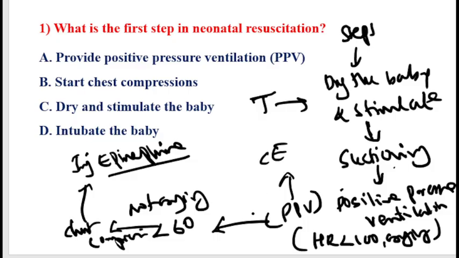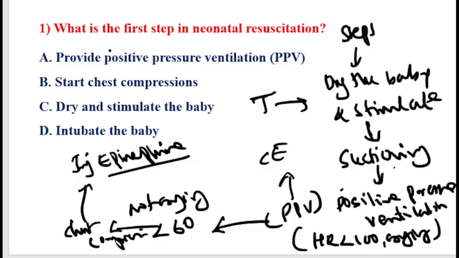Even after giving positive pressure ventilation for more than 30 seconds, if the heart rate is less than 60, then what do you have to do? We have to go for chest compressions. So chest compression we have to begin, and even after the chest compression, with positive pressure ventilation and chest compression, if the heart rate is still less than 60, then we have to go for the administration of epinephrine. So this is all about the steps of neonatal resuscitation.